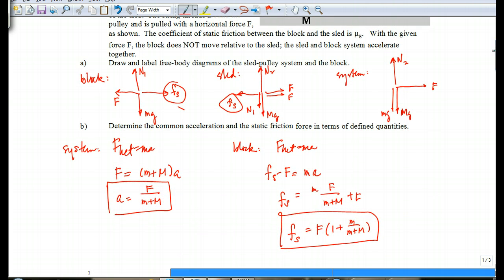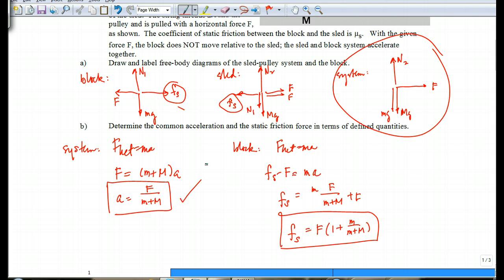Find the common acceleration and the static friction force. If I look at the system, F net equals ma. The net force on the system, looking at the system free body diagram, is F, equals the mass of the system, which is m and m. Solving for acceleration, we get this value here.